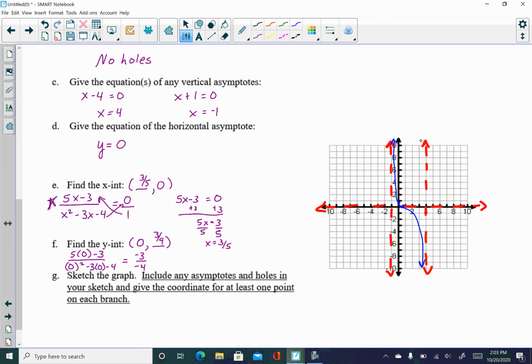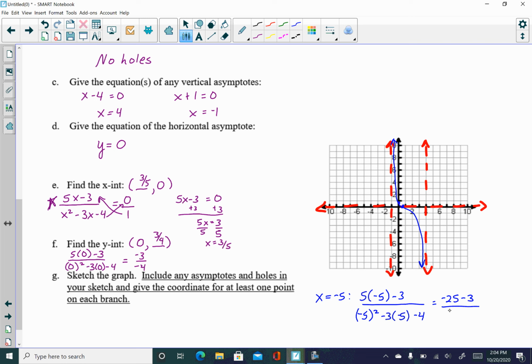Now to figure out what's happening on the right hand side and on the left hand side, we just do a little bit of a test point. We're going to let x equal negative 5, for example, and we go to our original function. So 5 times negative 5 minus 3 over negative 5 squared minus 3 times negative 5 minus 4. We just clean this up. Negative 5 times 5 gives me negative 25, minus 3.